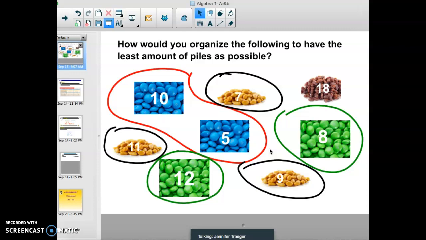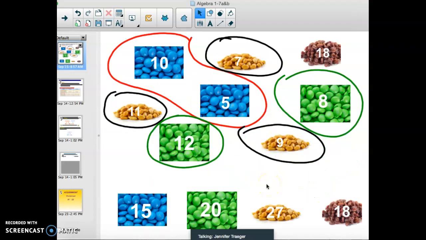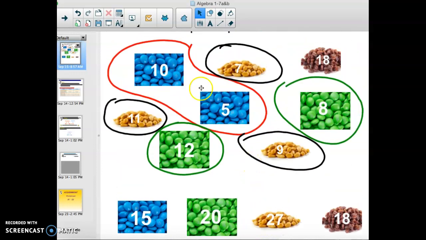If we take and check those piles, if you look down below here, I have them all organized. We know how many are in each of these piles, right? All I did was add up the total number. There's 15 blue, there's 20 green, and you can see all the peanuts add up to 27, and I still only have the 18 raisins.